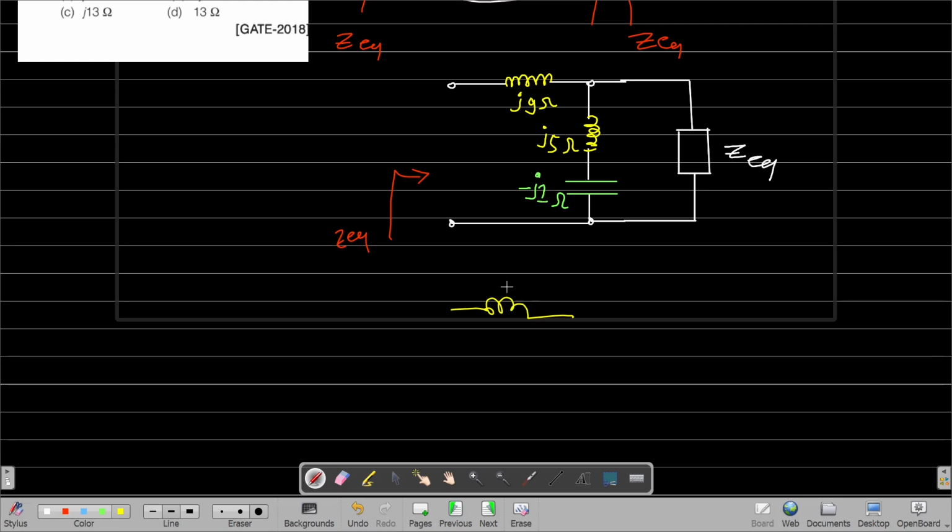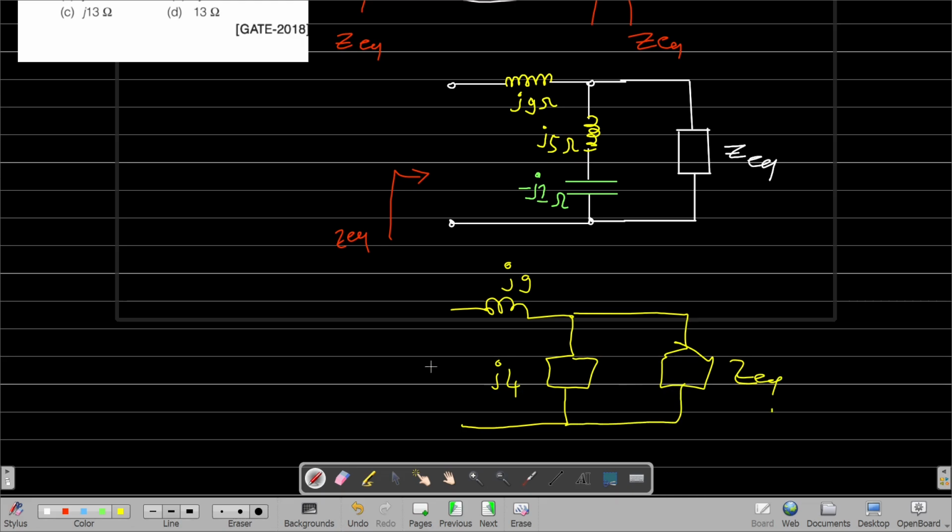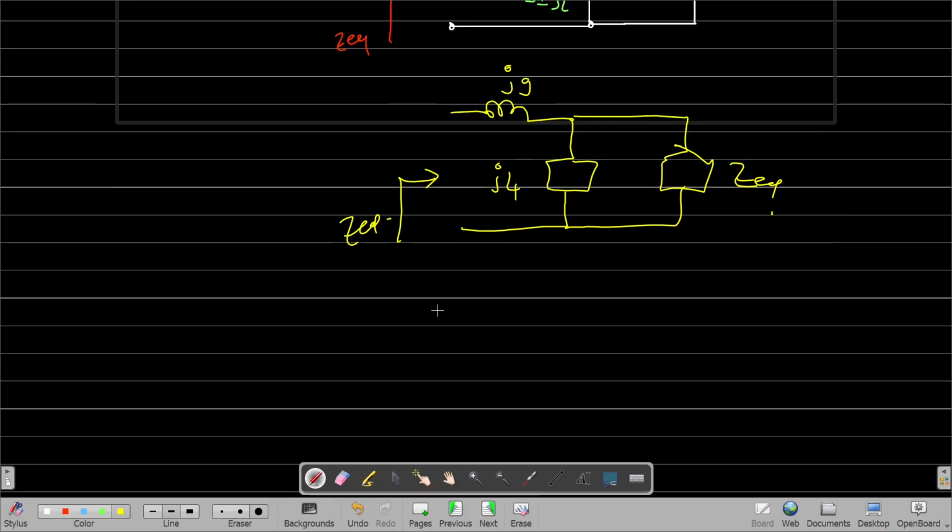So this is J9 and this bracket will be J4, and here this box is Z equivalent, alright, and here also Z equivalent. If we look closer at this circuit, then J4 is parallel with Z equivalent.